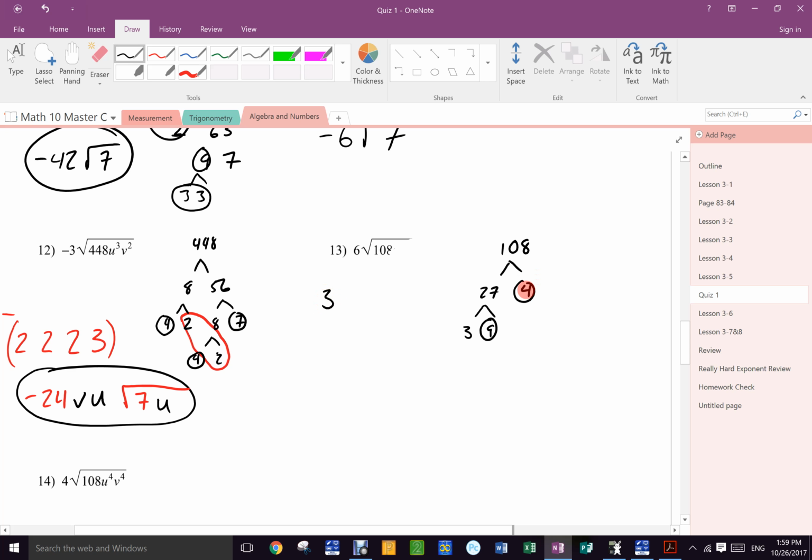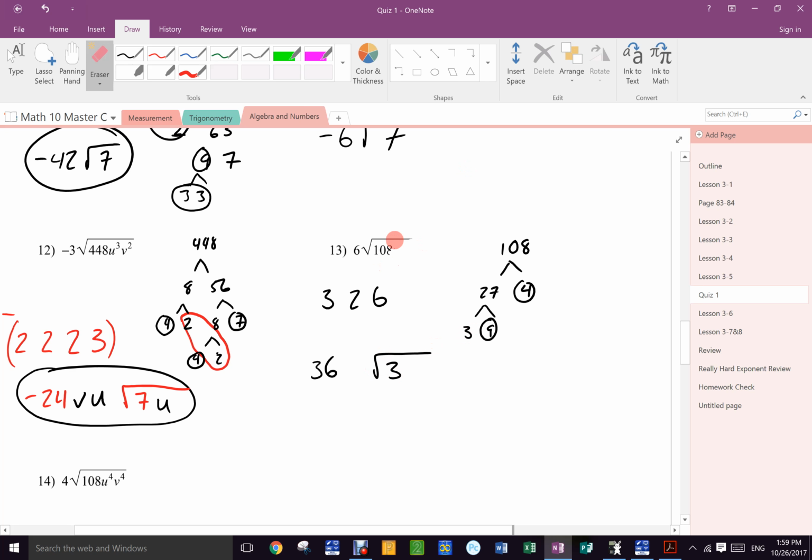What's the square root of 4? 2. So what comes out? 2. What was already out? 6. What do I do with everything that's already out? Multiply. What's 3 times 2? 6. What's 6 times 6? 36.